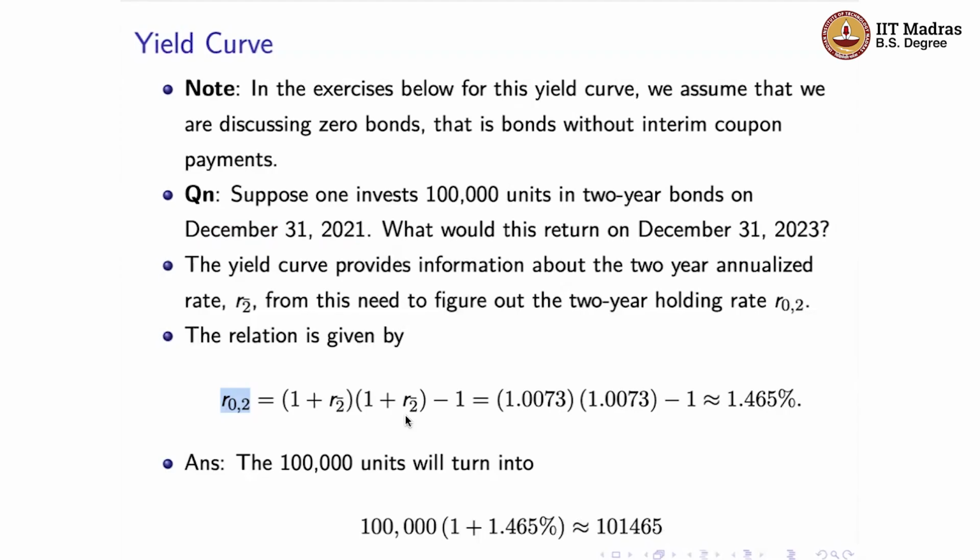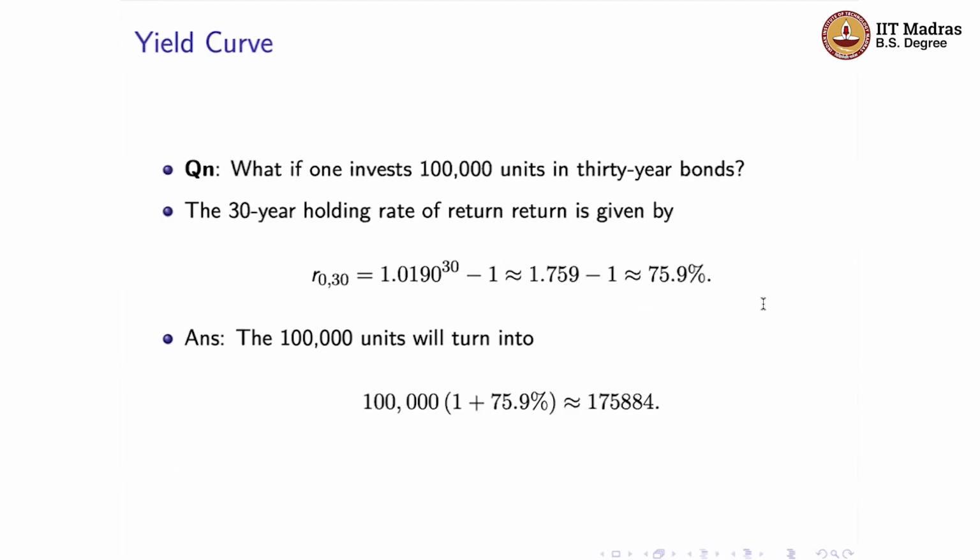But we did it in this way as well to show you a different way of doing it, and also to show you how you can use the information on the annualized rate to come up with the holding rates for different maturities. So that's another useful thing to keep in mind. Okay. What if you invest this 1 lakh units in 30-year bonds? Again, you can do it in these two different ways.